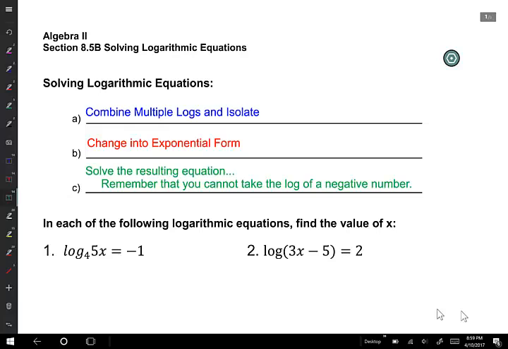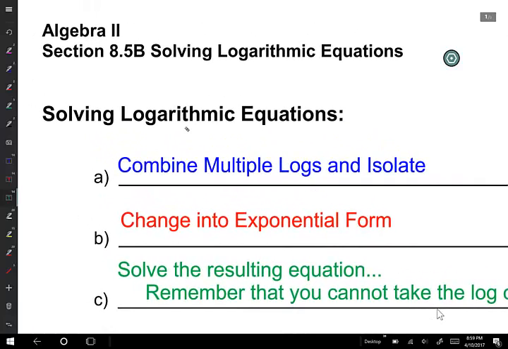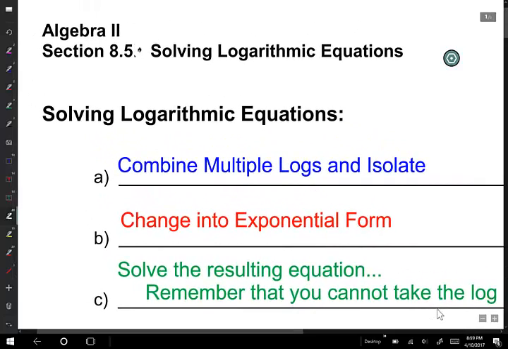We're going to continue on our section 8.5 as we look at our problems today. And the first thing we're going to need to do is realize that this is not 8.5b, very similar, but sorry, 8.5c. This is our third day.